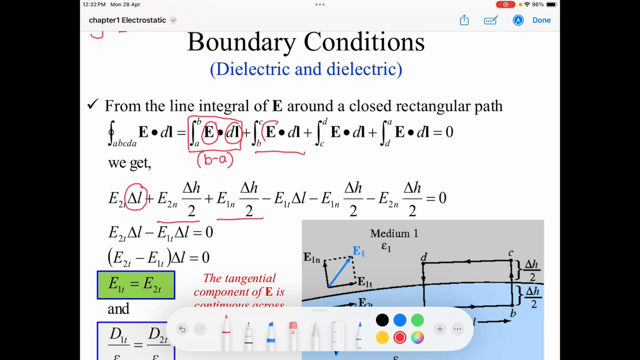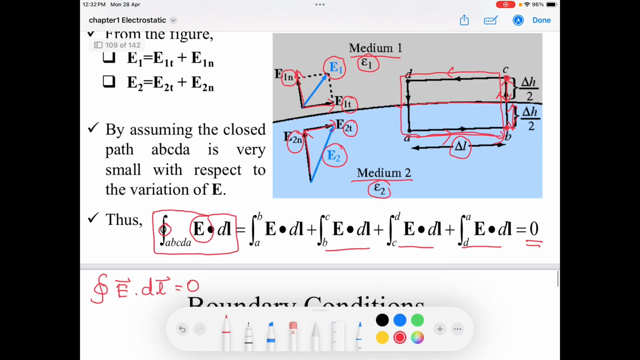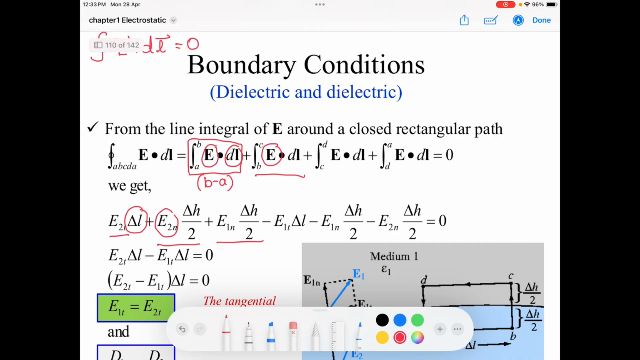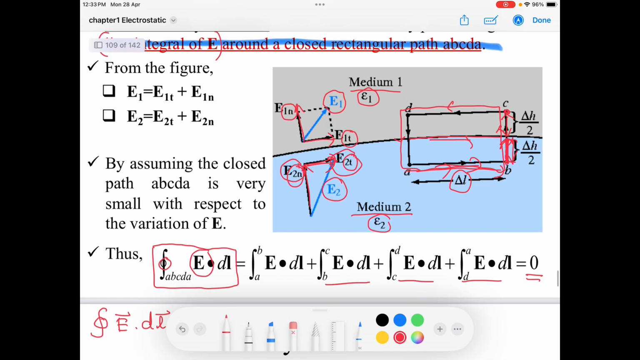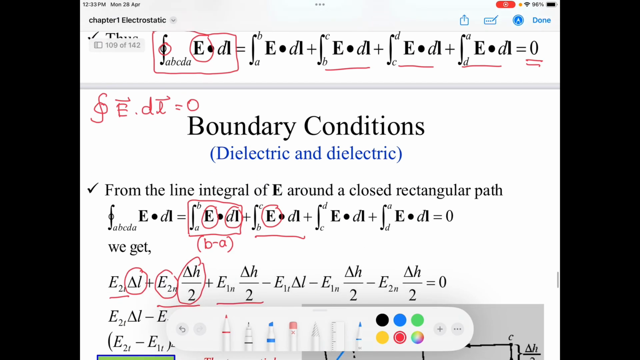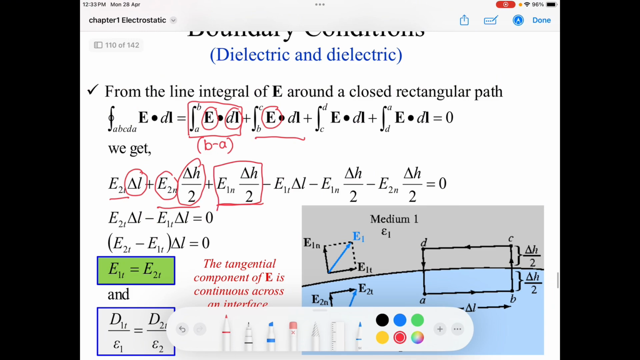Now we are taking the E2 normal component, because all the E in this direction is the E2N. Oh yes, just now is E2T, because E2T is in this direction. So this E2N is going to multiply the length, which is delta H over 2. The same applies for this one, but it happens in medium 1.